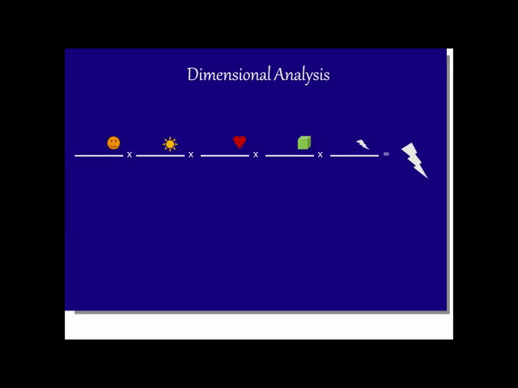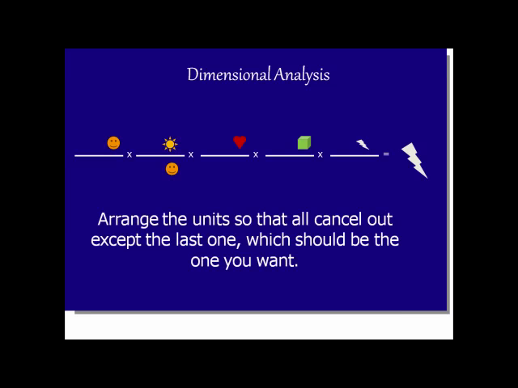So we're going to put the smiley face in the denominator of our first conversion factor. We're going to put the sun in the denominator of our next conversion factor. We're going to put the heart in the denominator of our third conversion factor. And we're going to put the cube in the denominator of our last conversion factor. So by having this arrangement, all the units are going to cancel out except for the last one, and that should be the unit we want in our final answer.